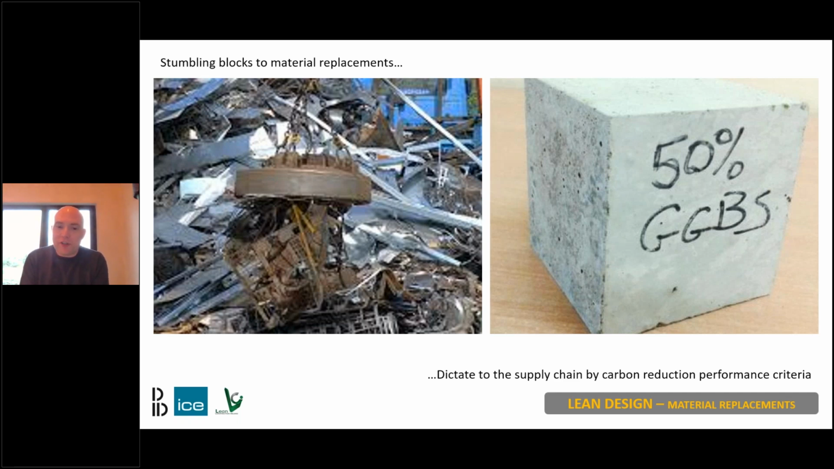And also maybe looking at dictating to supply chains as well, carbon reduction by actually using performance criteria within tender documentation.